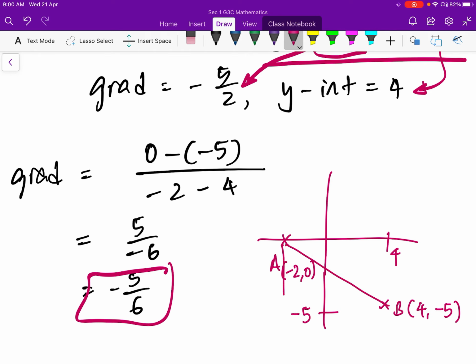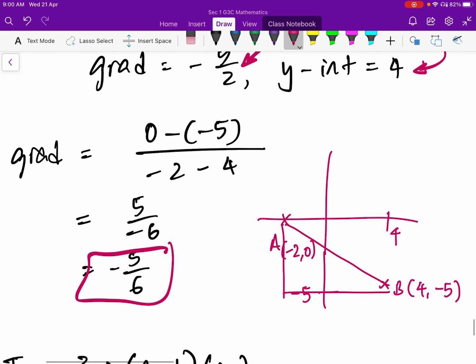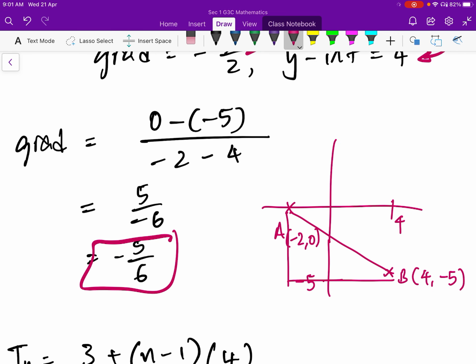Okay, then draw a triangle, do your rise over run, starting from the bottom. You rise up by how many units? Then you run to the left by how many units? So that's the gradient.